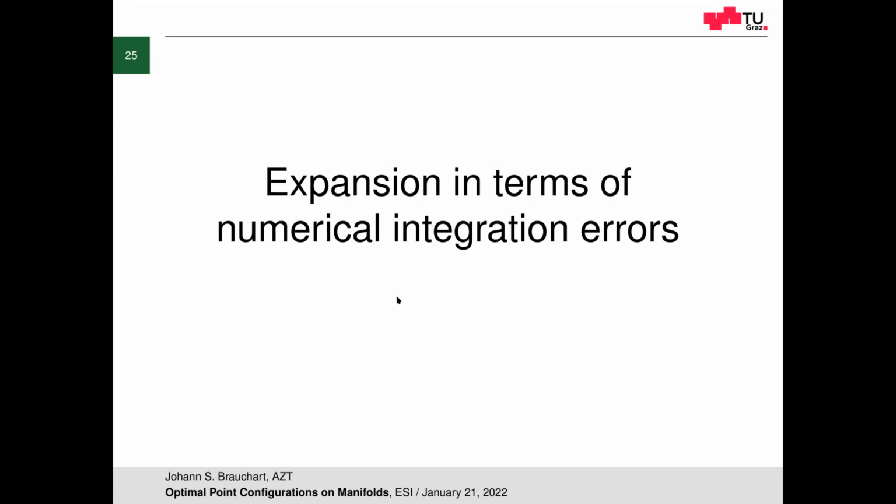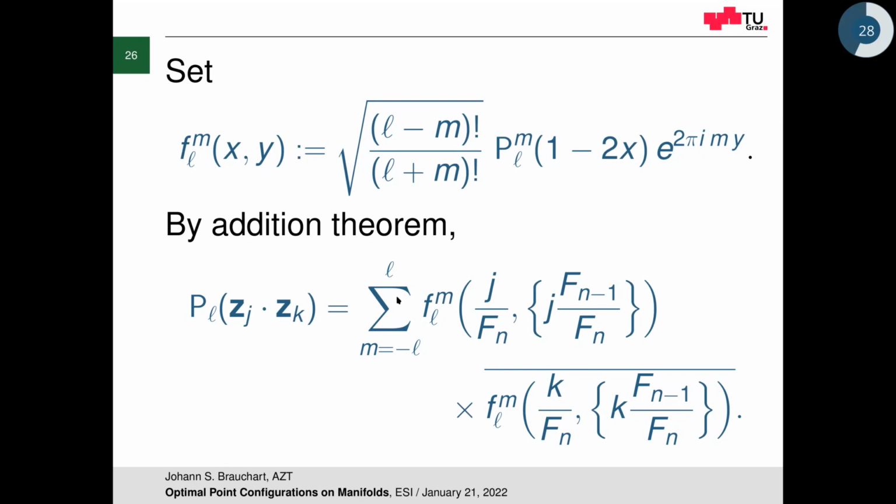That means I can try to reinterpret these Weyl sums in terms of numerical integration errors. It's quite easy to understand why this has to be the case. We have this addition theorem for the Legendre polynomials, which, if you slightly modify it, is also the addition theorem for the spherical harmonics. And the FLM are, up to a multiplying normalizing factor, which has to do with the dimension of the space of homogeneous polynomials, the spherical harmonics.